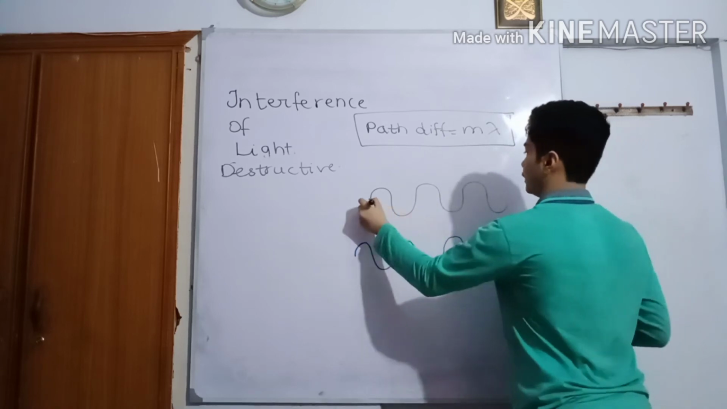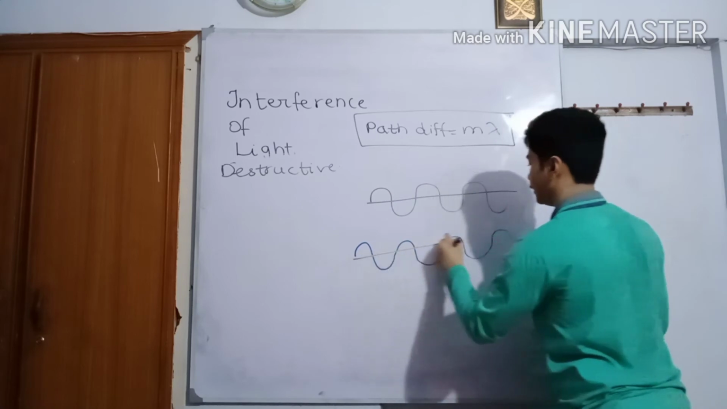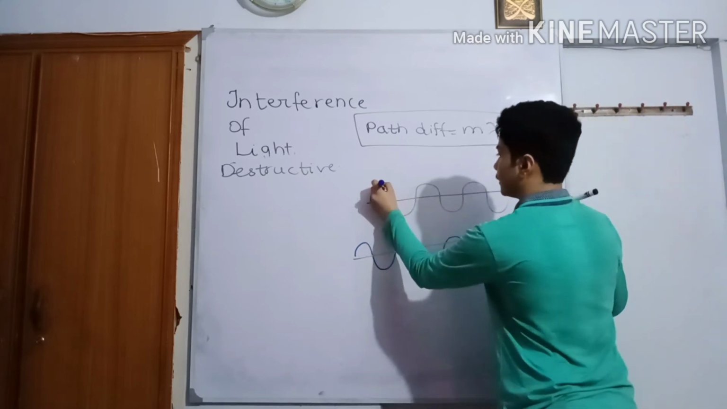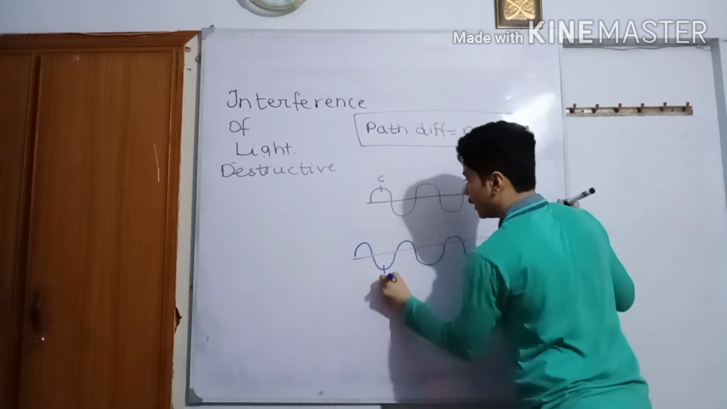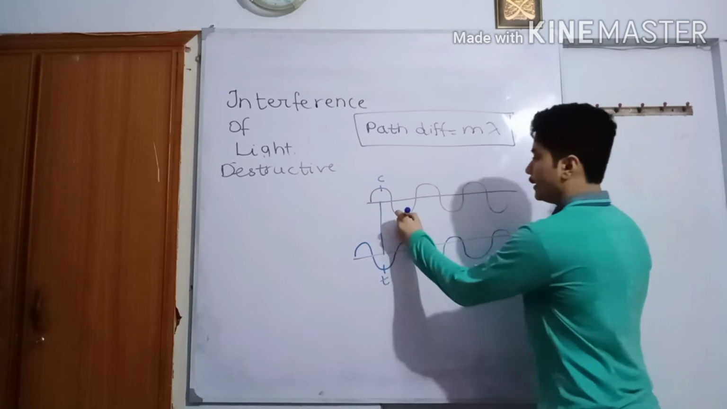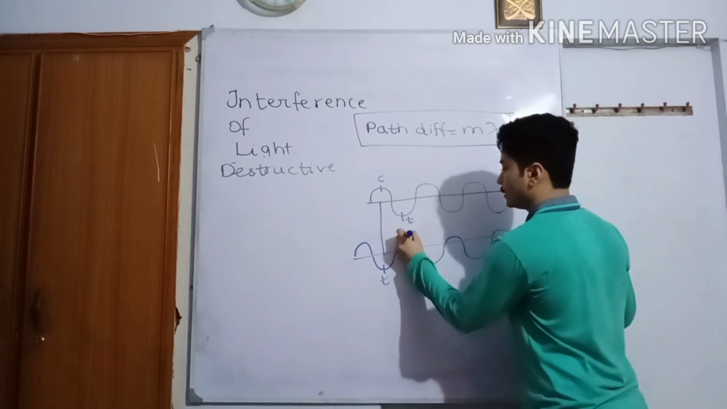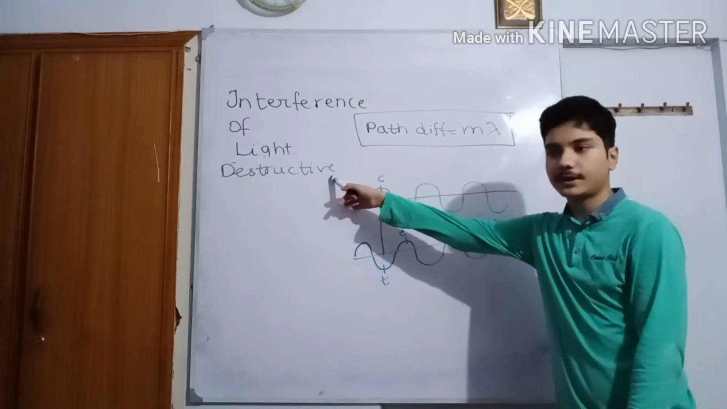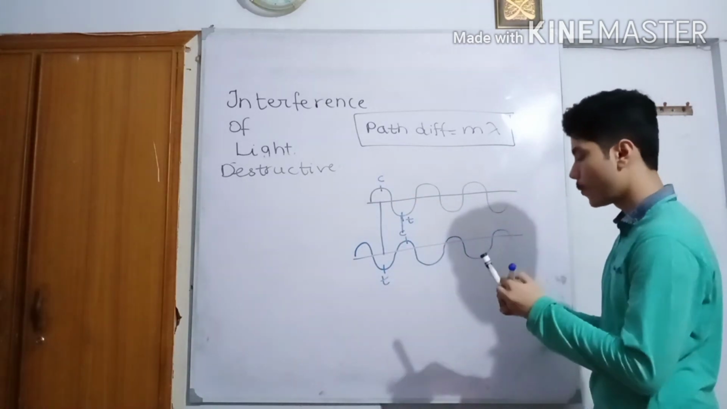Alright, now I'm gonna make a line so that it might be visible. As you can see, crest and trough are moving together with each other. So, trough and crest are moving together with each other. So you can see the interference is destructive, hence no light will be formed.